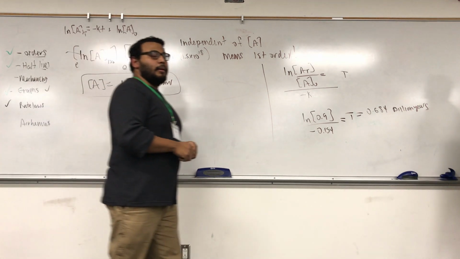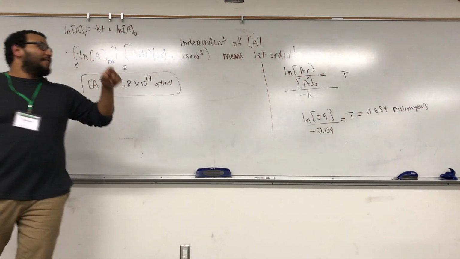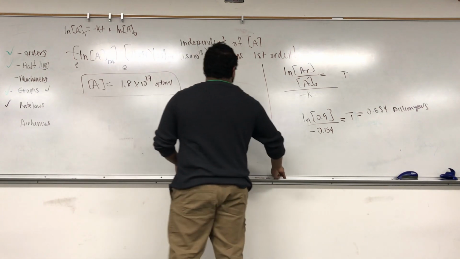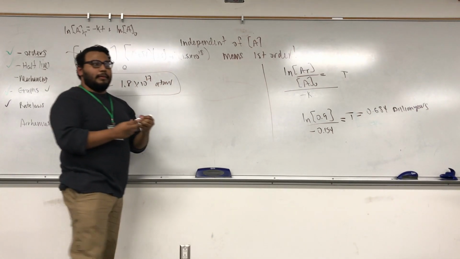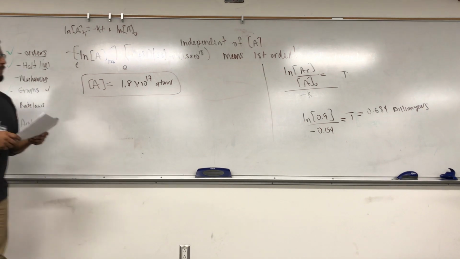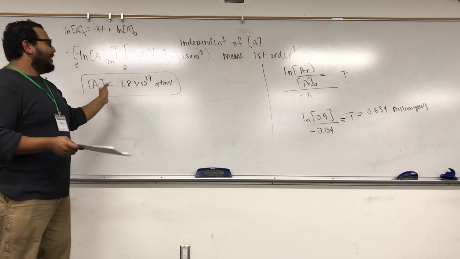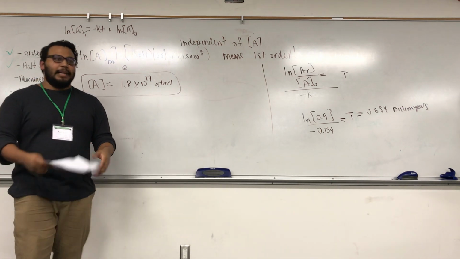Question? It's natural log. Sorry. I didn't write that explicitly. That should be ln of that. Apologies. Is that fine? I converted it to moles, and then after the fact, multiplied it by Avogadro's number to get atoms. So you don't need to do that.